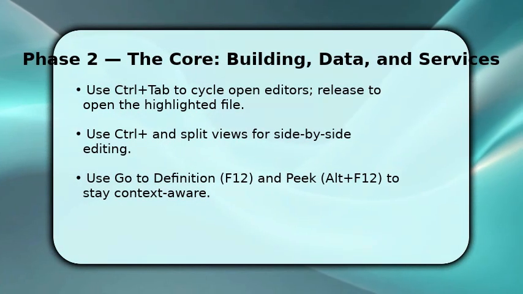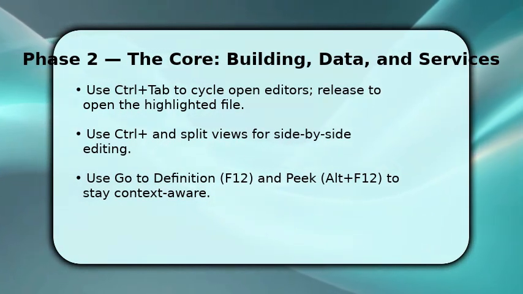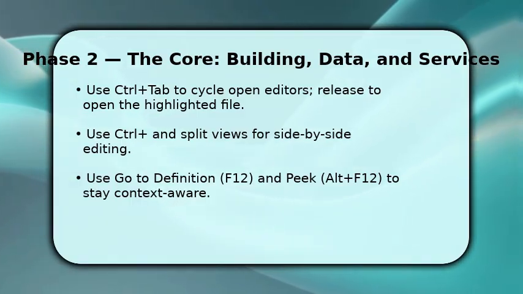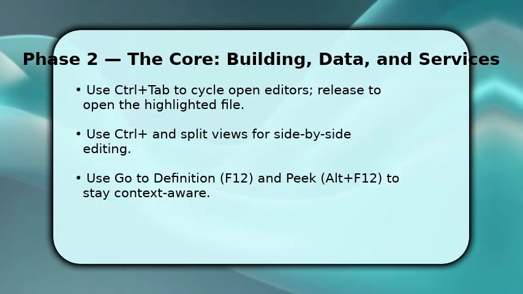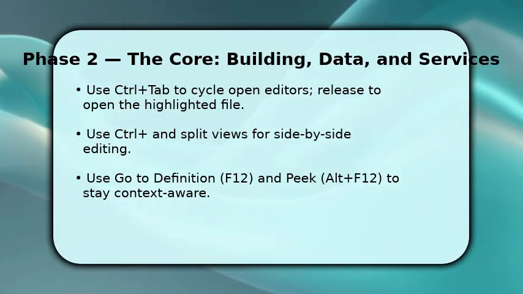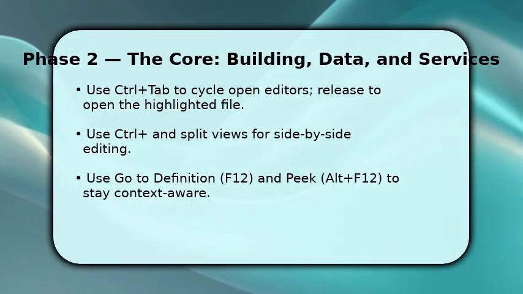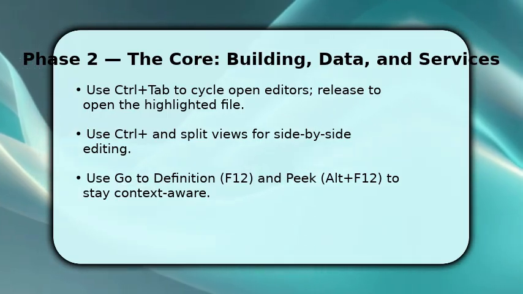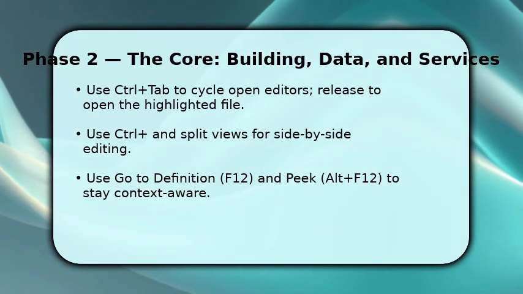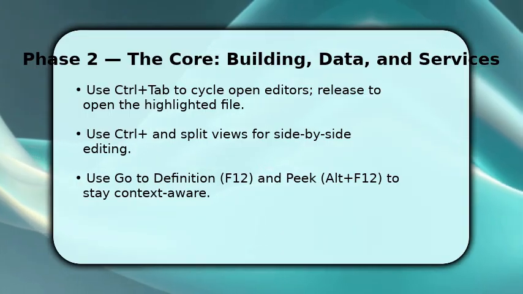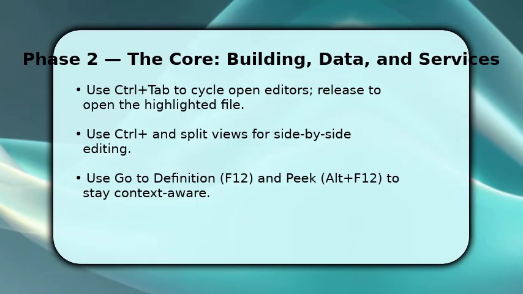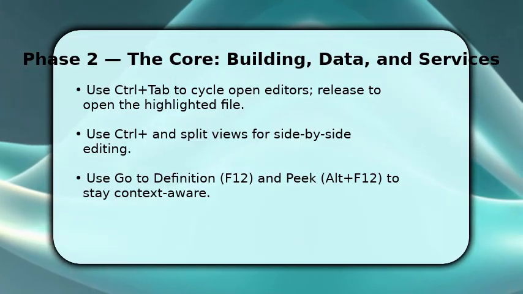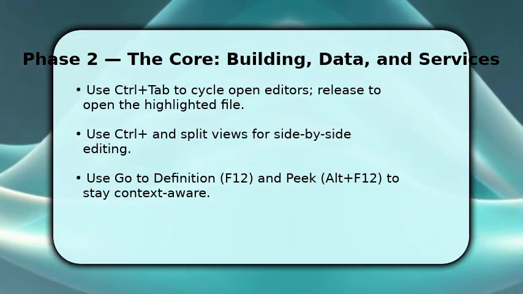You now refine movement. Use Ctrl+Tab to cycle recent editors, tap and release to land on the file you need. Next, split the editor with Ctrl+\/ to compare or edit side by side, drag tabs to rearrange. For code, press F12 to go to definition, or Alt+F12 to peek without leaving context. This keeps you in flow. Also use Ctrl+1, Ctrl+2 to focus specific editor groups. These steps let you navigate complex projects fast and with minimal context switch cost.